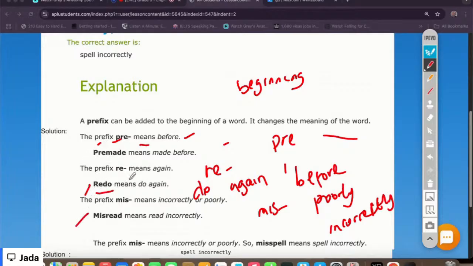So for example, we have redo, and the prefix re means what? Again. So it simply means do again. Then we have pre-made, and pre-made means what? Made before. Then mis, since it means incorrectly or poorly, and then you say misread, it means read incorrectly. Okay?